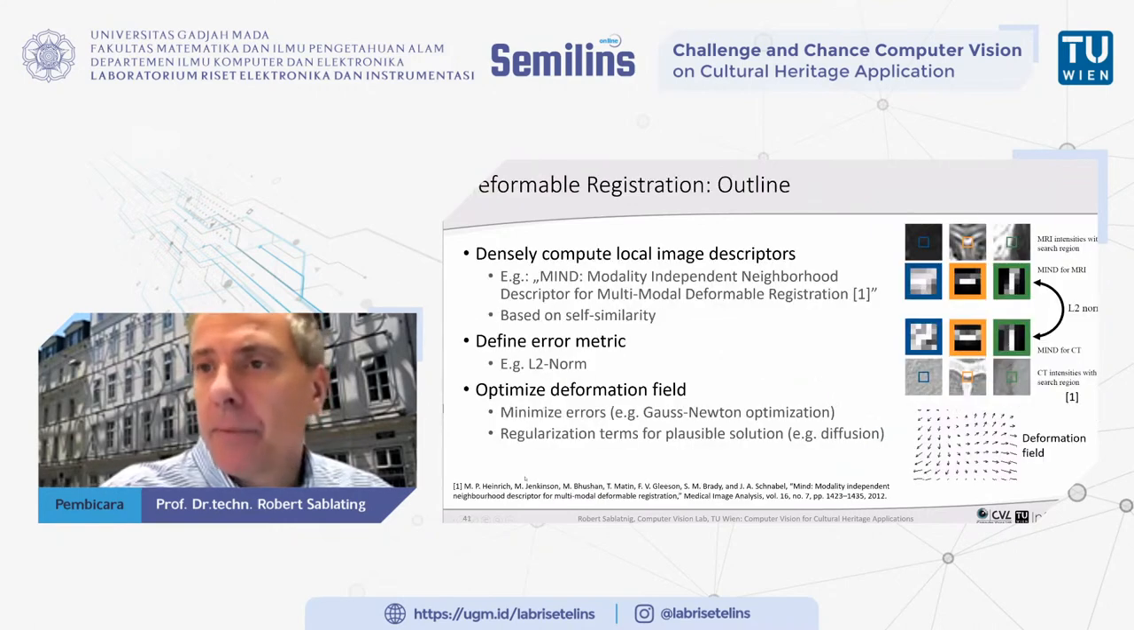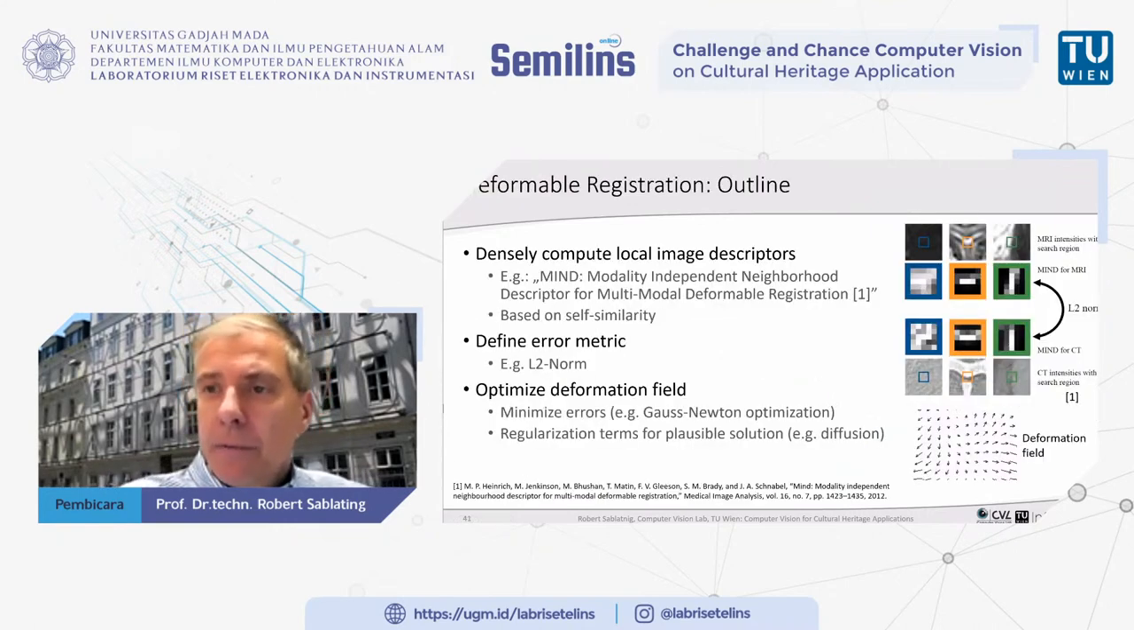How do we do that? We do this kind of deformable registration. We use densely computed image descriptors, like SIFT or whatever, and use this information at different points and try to follow these points and create this kind of deformation field.